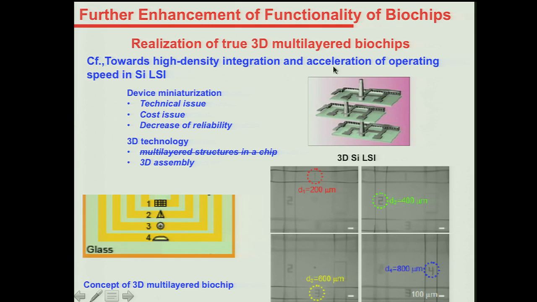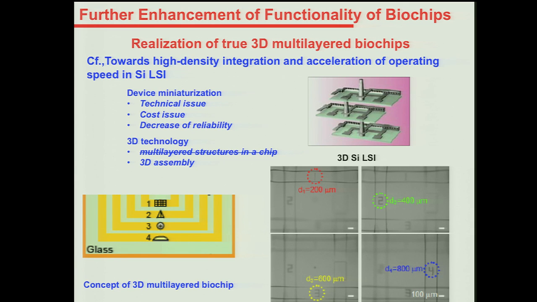toward high density integration and acceleration of the operating speed, device miniaturization is the crucial issue. And the process rule in silicon LSI manufacture is rapidly getting smaller and smaller thanks to the rapid advancement of lithography technology. Now the process rule is approaching less than the 20 nanometer node. However, further miniaturization would bring about some problems, such as technical issues, cost issues, and also a decrease of the reliability of the fabricated micro devices.